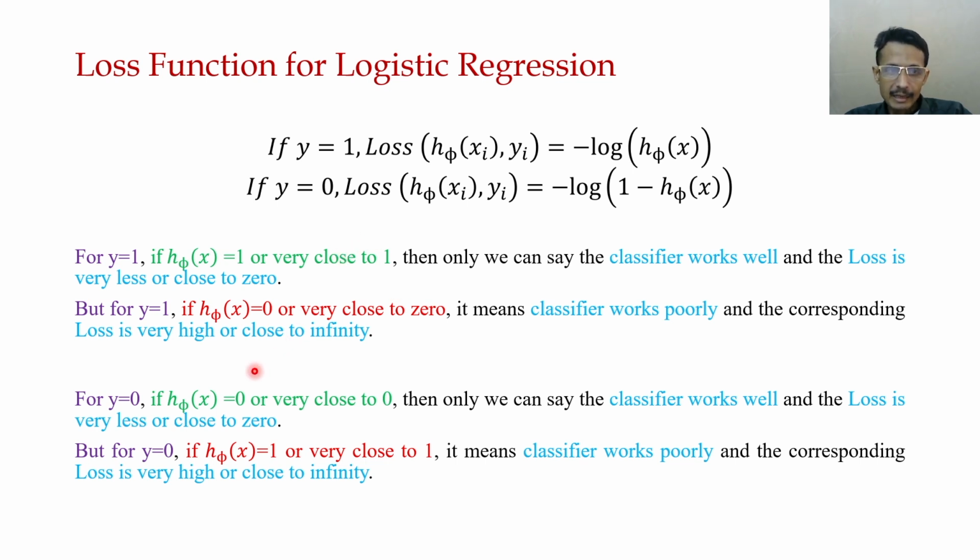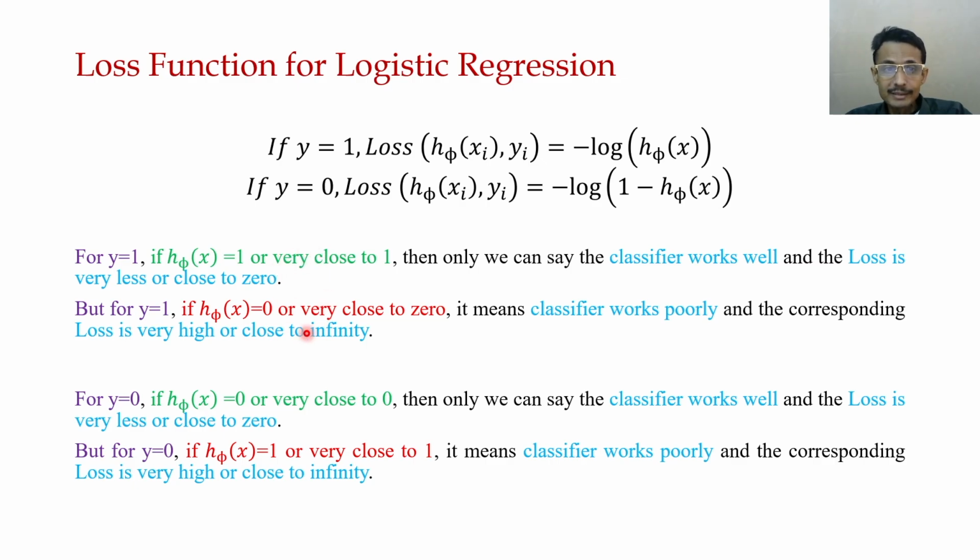Similarly, if y is equal to 0, then what should we require? Our logistic regression hypothesis function should be 0 or very close to 0. Then we can say our classifier is doing well, and the corresponding loss is 0 or very close to 0. Now, if y is 0 but our classifier says 1, then there is a misclassification. The classifier works poorly and the corresponding loss is very high, close to infinity. So these two things we have to impose.